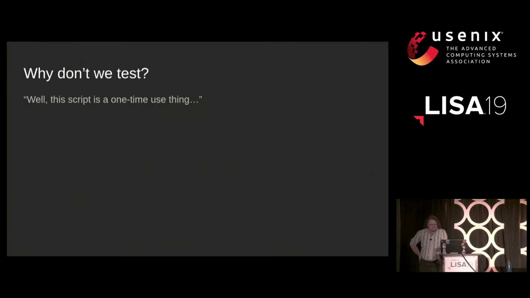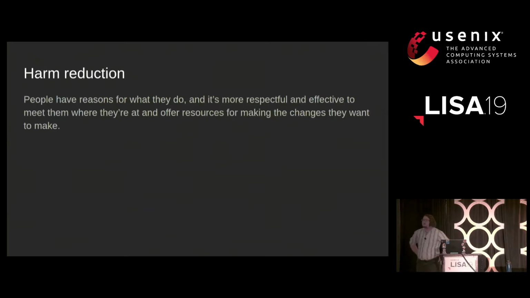And all of these are things that happen, right? These are understandable. So I want to go off on a bit of a tangent here. Harm reduction is a concept from public health that I find very useful when it comes to thinking about people not doing the sorts of things that I really want them to, or I really think they ought to do. And the best way I can summarize it is people have reasons for what they do. You may not like the reasons, you may not think they're good reasons, but people do have reasons for it. And it's more respectful and more effective to meet them where they're at and to offer them resources for making the changes that they want to make. And you'll note this also involves talking to them about the changes that they want to make.